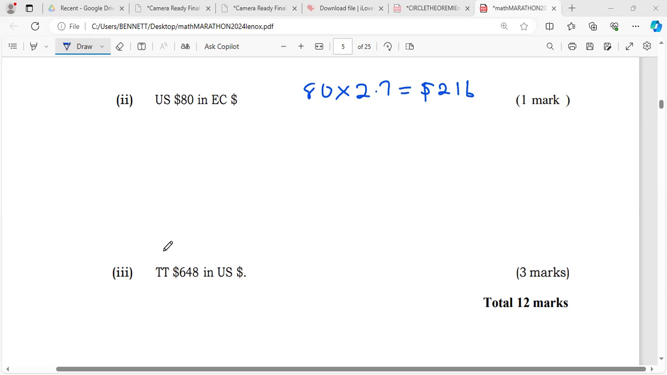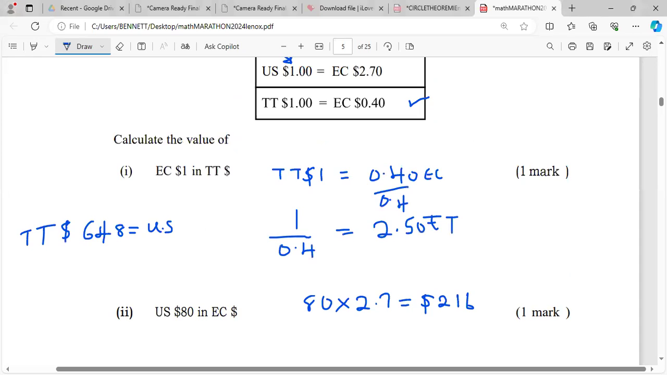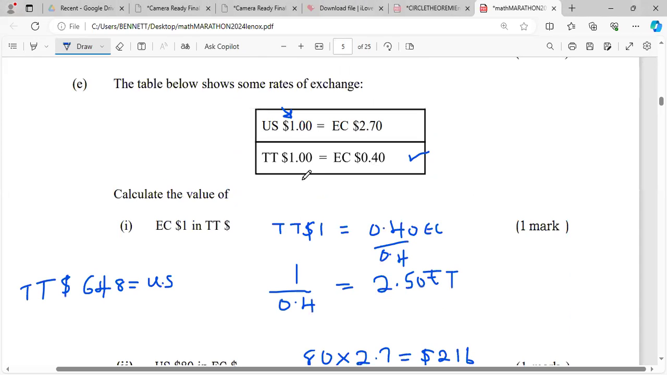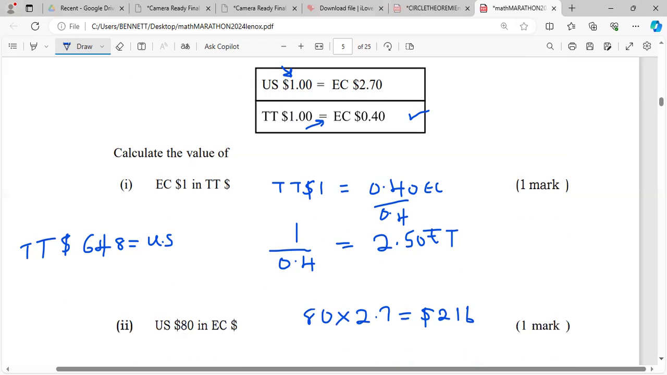Alright, so they wanted to convert TT 648 to US. They didn't give us the rate, right? But we could always convert it to Eastern Caribbean, since we know how to convert from Trinidad and Tobago to Eastern Caribbean. So that's the first thing. And when you get to Eastern Caribbean, then you can convert it back to US. So there are 2 ways you can do this, but I think this way is much easier. You convert it to Eastern Caribbean first, and then you convert it to US.